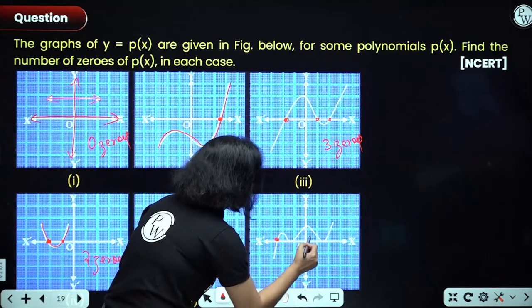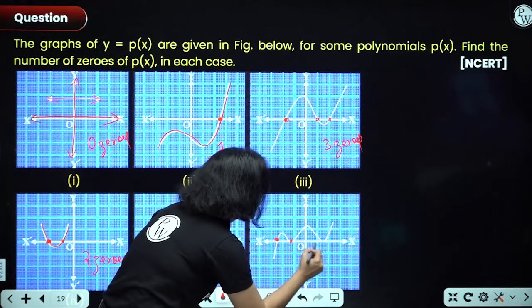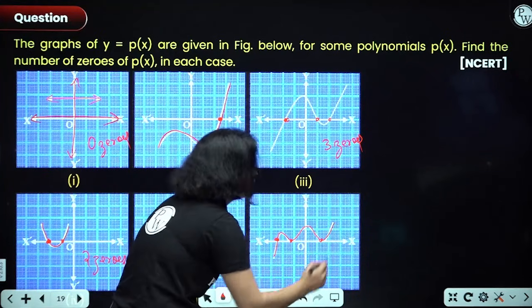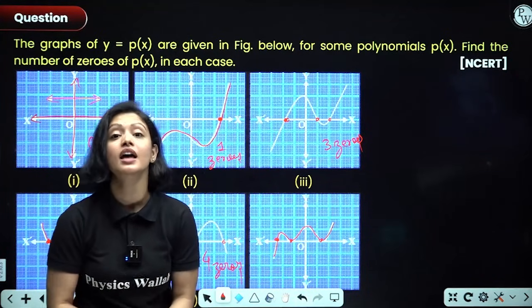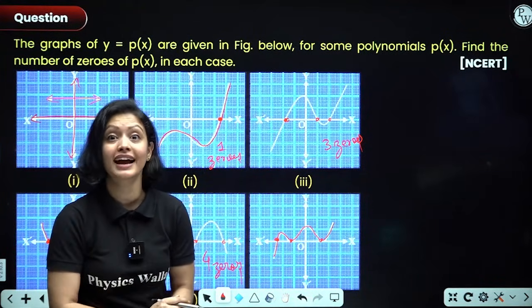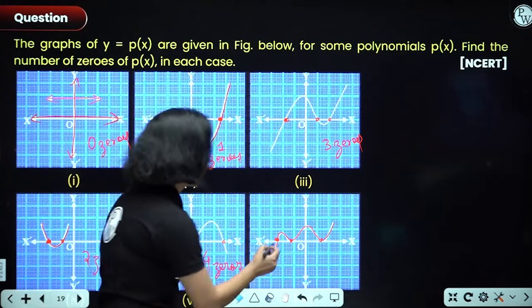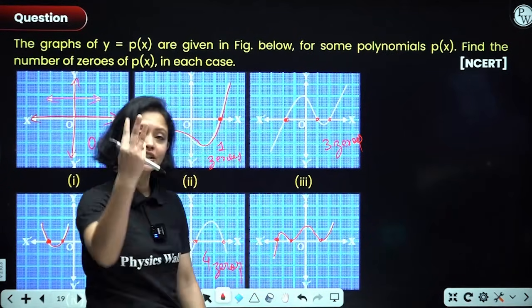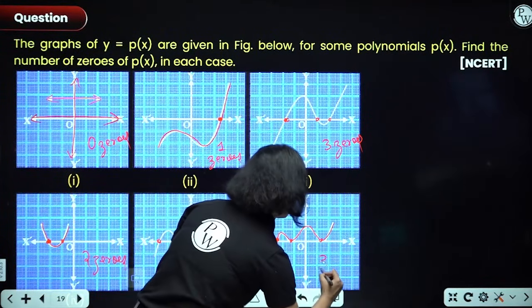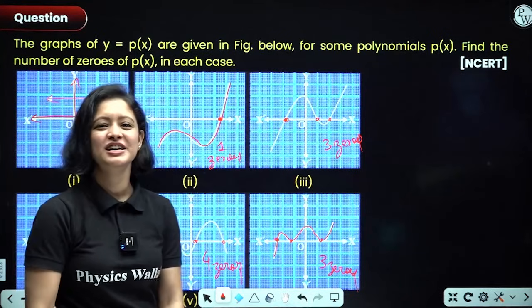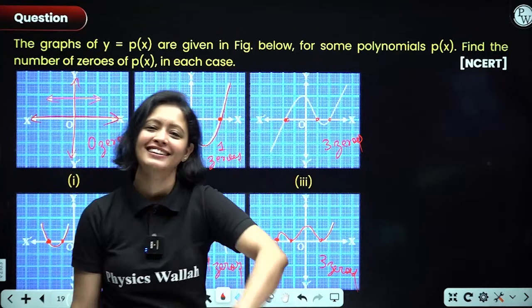Here, how many points of intersection? So, 1 point of intersection. But here also the graph is touching the x-axis. So, you have to consider the points where the graph is touching the x-axis. That is also to be considered, right? Because at these points also p(x) is becoming 0. So, how many points of intersection and touching? 3. So, 3 zeros. Simple, right? Pat yourself on the back guys if you gave the correct answer.